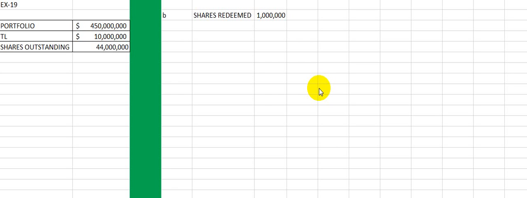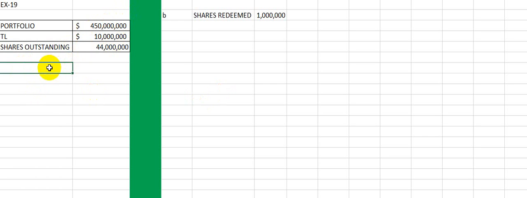Okay, hello everybody. This is exercise 19, page 106. City Street Fund has a portfolio of $500 million and liabilities of $10 million. If there are 44 million shares outstanding, what's the net asset value? So here, this is for part A. I have prepared the following: portfolio $450 million, total liabilities and shares outstanding.